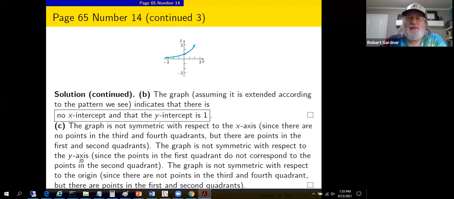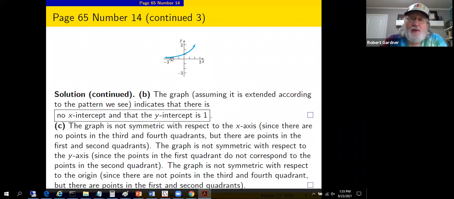How about the y-axis? Here, we talked about it in terms of folding the paper. Whatever I see happening over here in the first quadrant, we would have to have a mirror image of that happening over here in the second quadrant. And there's nothing over here corresponding to these points in the second quadrant.